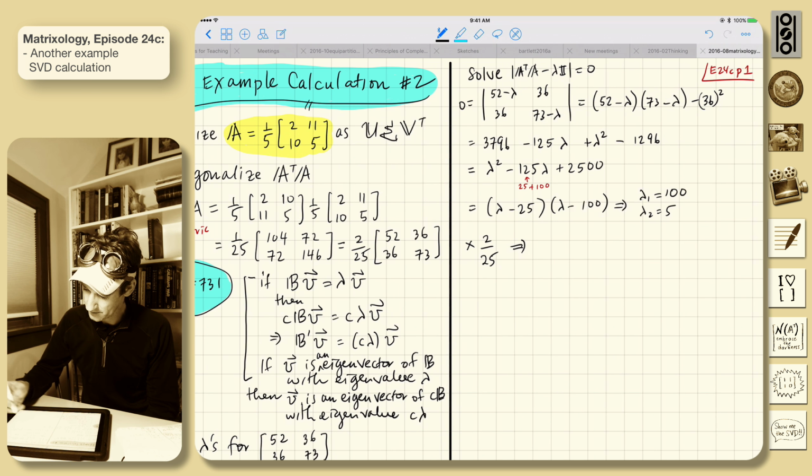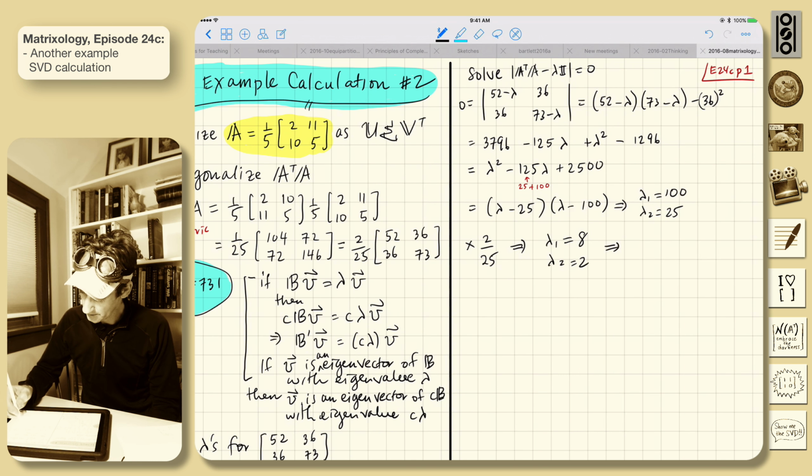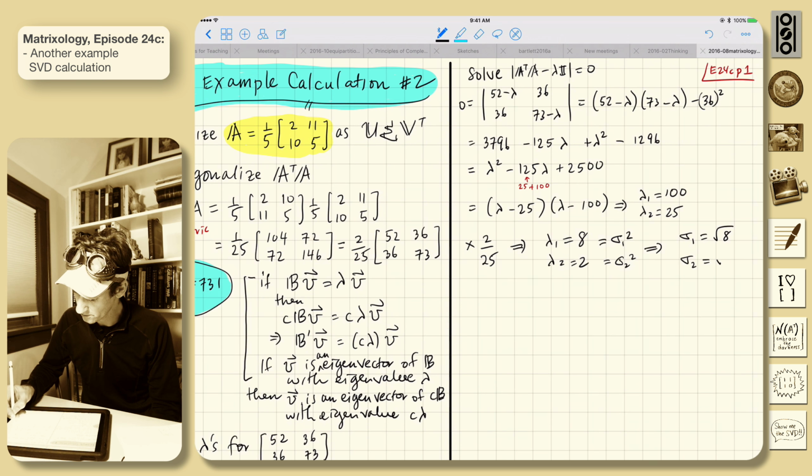And this gives us lambda 1. The proper lambda 1 is 8. I've left off a 2 there, so that's a 25. And lambda 2 equals 2. These are our sigma values squared, right? So this is equal to sigma 1 squared, equal to sigma 2 squared. That gives us sigma 1 equals the square root of 8, I'll just leave it like that, and sigma 2 is the square root of 2.